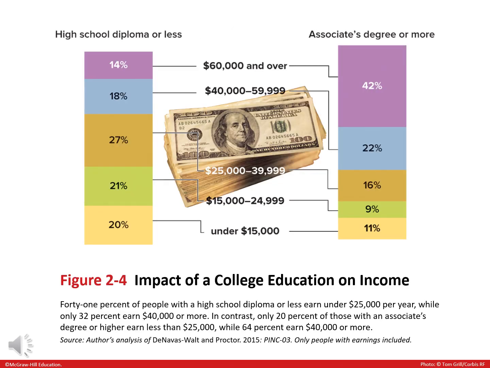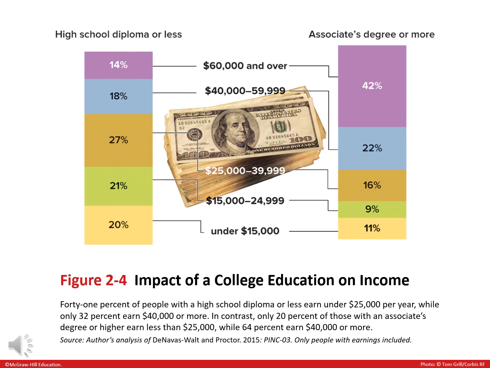On this figure 2-4, it shows the impact of a college education on income. So the first column has a high school diploma or less, and the second column has associate's degree or more. So you can compare people who make under $15,000. There's a larger percentage at 20% of those that make under $15,000 versus 11% of those with an associate's degree. And these are from 2015.